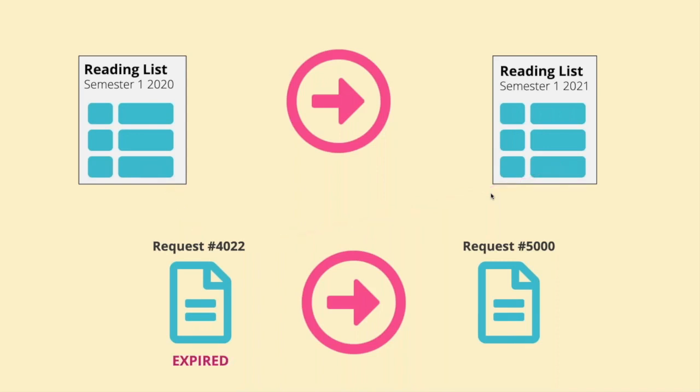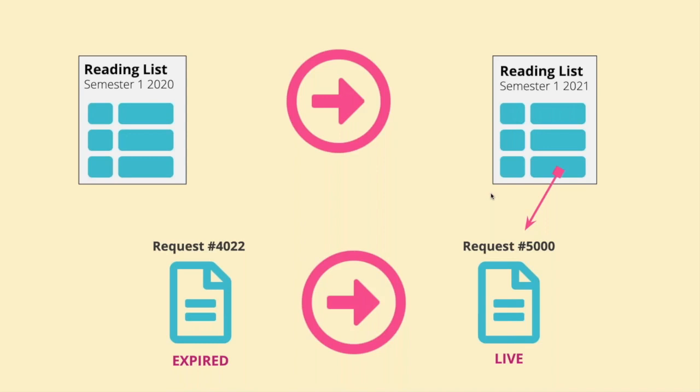So digitisation request 4022 expires, and it is no longer visible on either reading list. And so now at this point in time, that new request 5000 hasn't yet become live. The start date hasn't passed, and 4022 is expired, so there are no digitisations visible on either list. Once request 5000 goes live, it appears on the new list, the rollover copy list, so to semester 1 2021. It does not appear on semester 1 2020. So that's the standard, the easiest way, the ideal way for rollover.